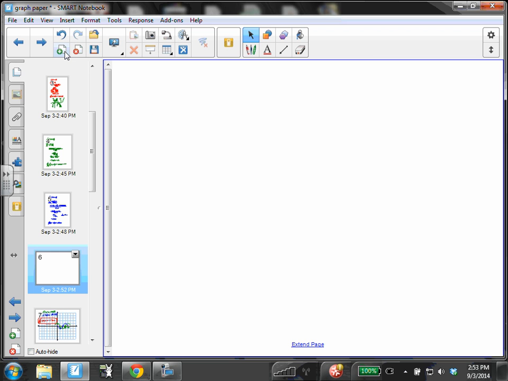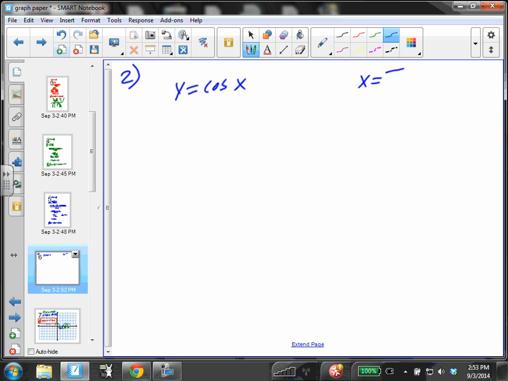All right, and let's look at number 2. Okay, so we're actually going to work number 2 off of page 167. And it gives us the function y equals cosine of x. And it wants us to find the equation of the tangent line at pi over 3.